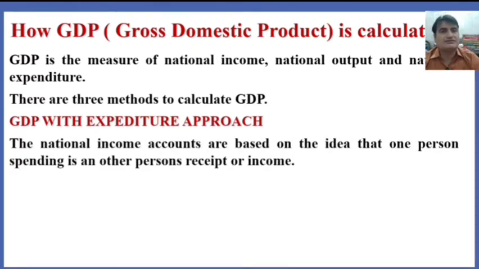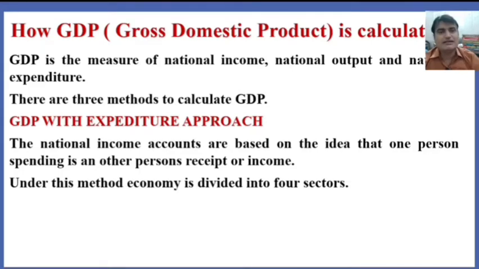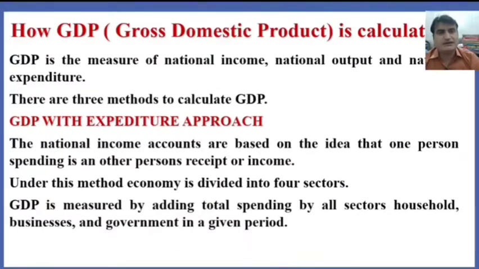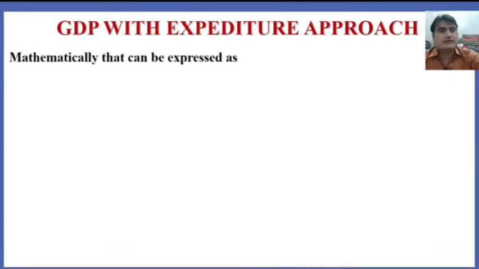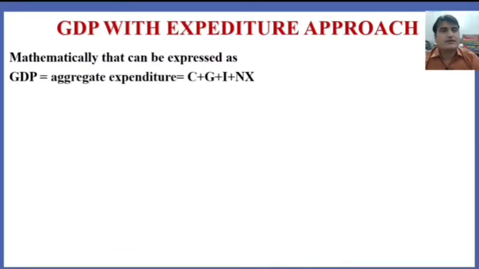National income accounts are based on the idea that one person's spending is another person's receipt or income. Under this method, the economy is divided into four sectors. GDP is measured by adding total spending by all sectors, household, business and government, in a given period. Mathematically, that can be expressed as GDP is equal to aggregate expenditure, and aggregate expenditure is equal to C, public and private consumption, G, government outlays, I, investments, and NX, which stands for net exports. We discussed this in the previous video also.